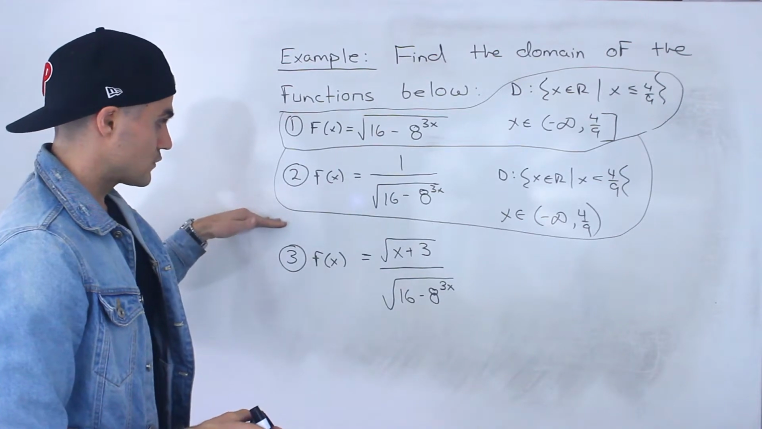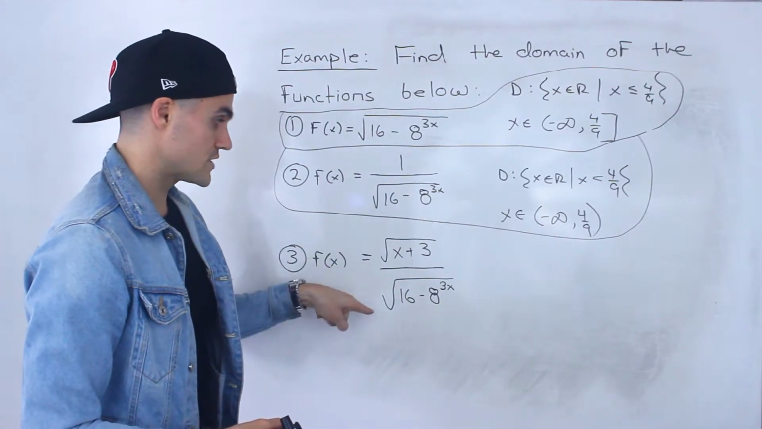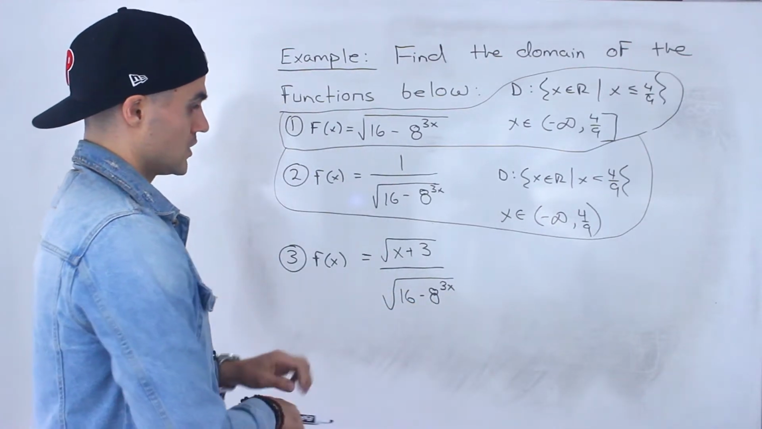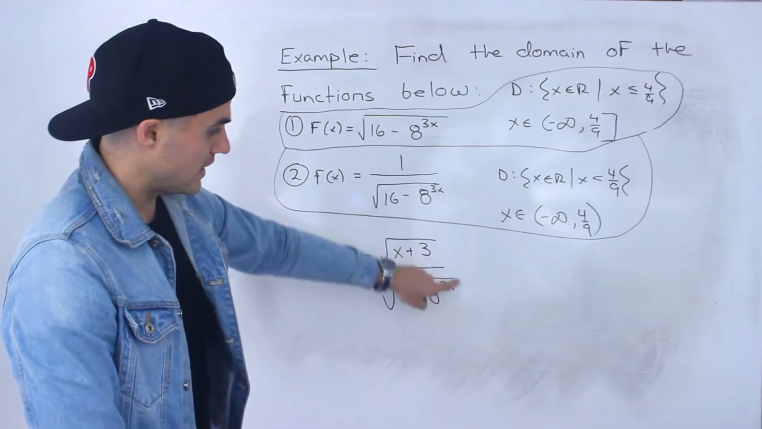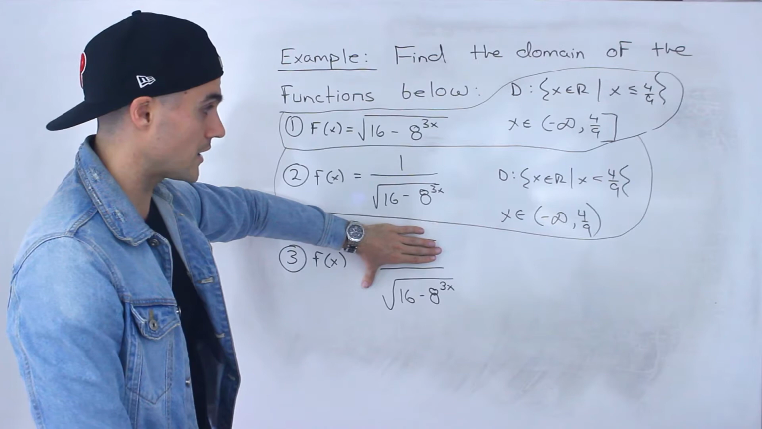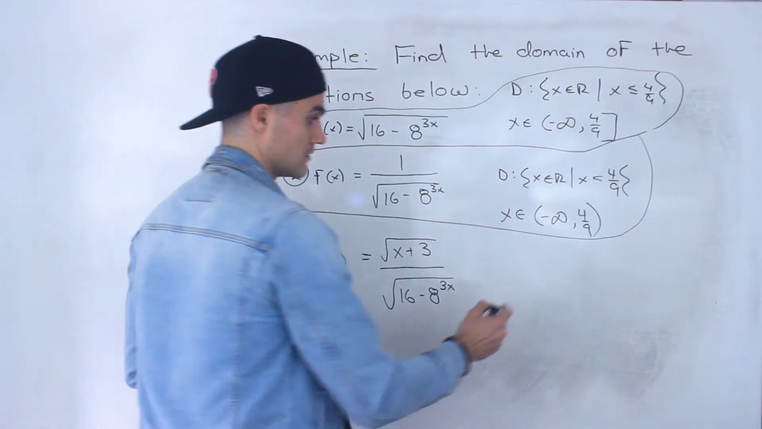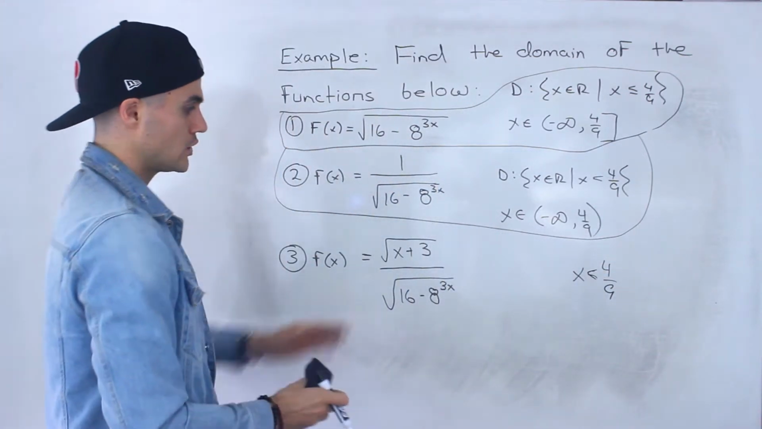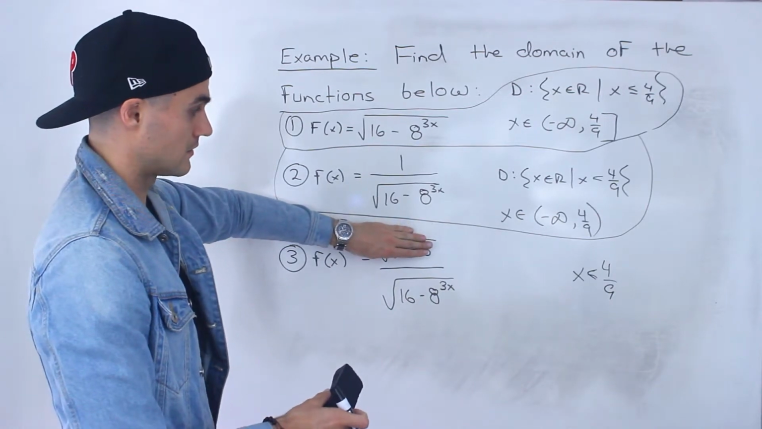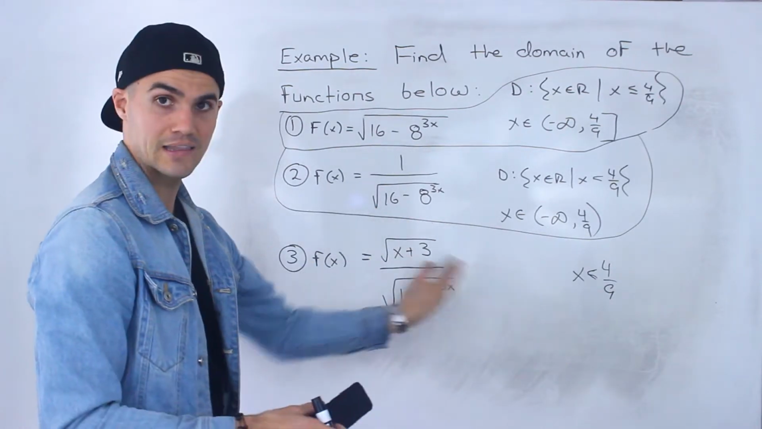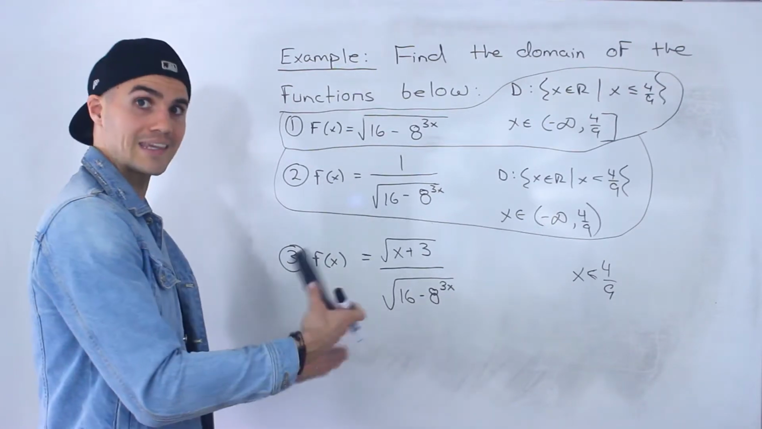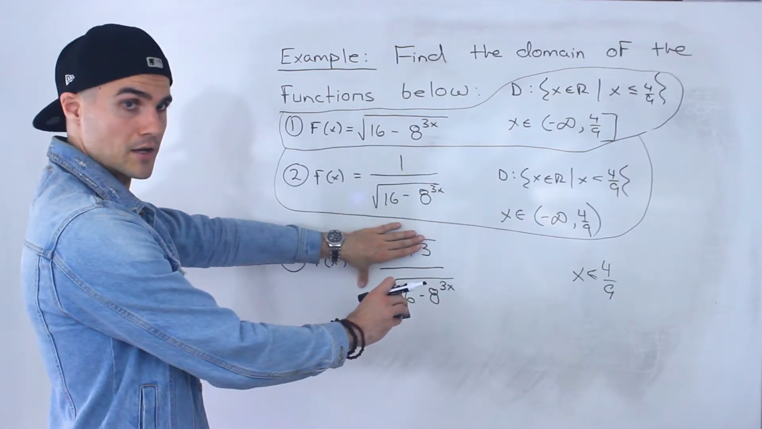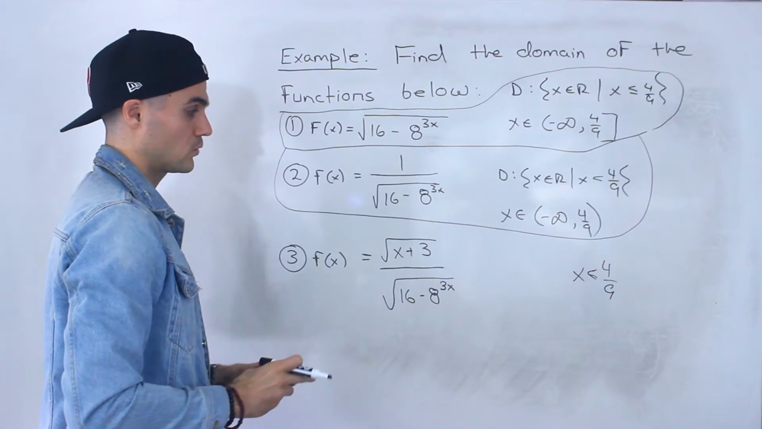All right, and then what about this third function? We got the square root of x plus 3 over the square root of 16 minus 8 to the power of 3x. So let's ignore the numerator for now. Because of this expression in the denominator, we know that x has to be less than 4 over 9. Like that for sure has to happen, right? No matter what is up there, it doesn't matter. We already know that for this expression, x has to be less than 4 over 9, because if it's greater than or equal to 4 over 9, then the function is going to be undefined because of that expression in the denominator, right? Or it's going to fail at that point, quote unquote.